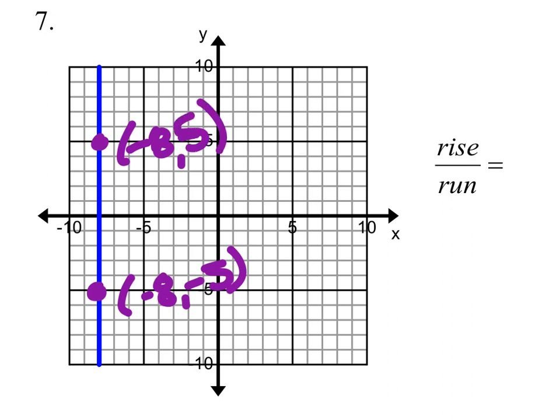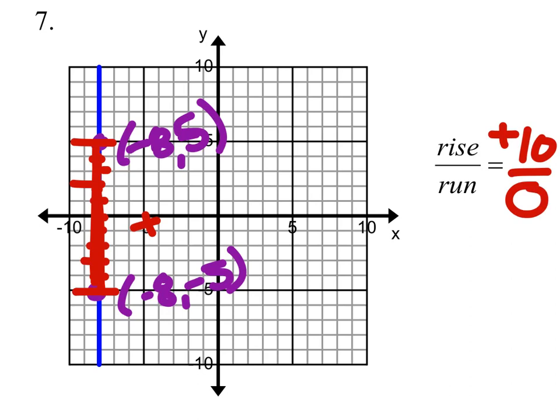Well, between these 2 points, what is my rise? I'm just going to start at the bottom and go upwards, that way it'd be a nice positive. How far up? 1, 2, 3, 4, 5, 6, 7, 8, 9, 10. My rise is +10 because I went upwards 10. Well, how far is my run? Let's count. 0, because it doesn't go to the right or the left, right?